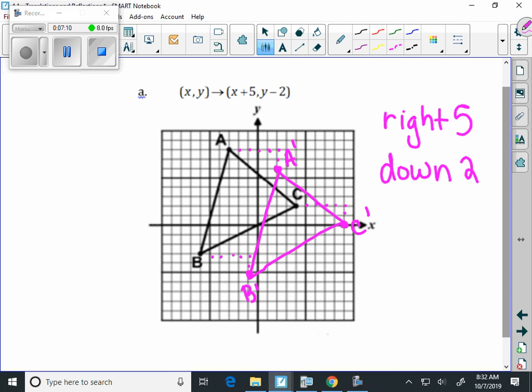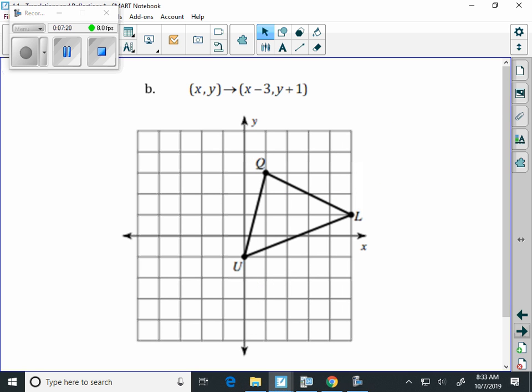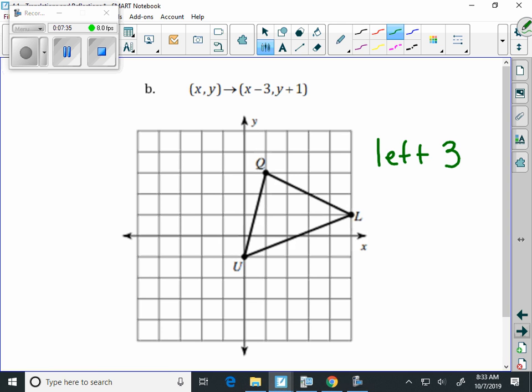So if we know how to read the format, when we get to letter B, it's going to be the same thing. This one says x, y maps to x minus 3, y plus 1. Well, minus 3 attached to the x means that we're going to go left 3. Plus 1 attached to the y means that we're going to go up 1. And that's what we're going to do for all 3 of these points in our triangle.